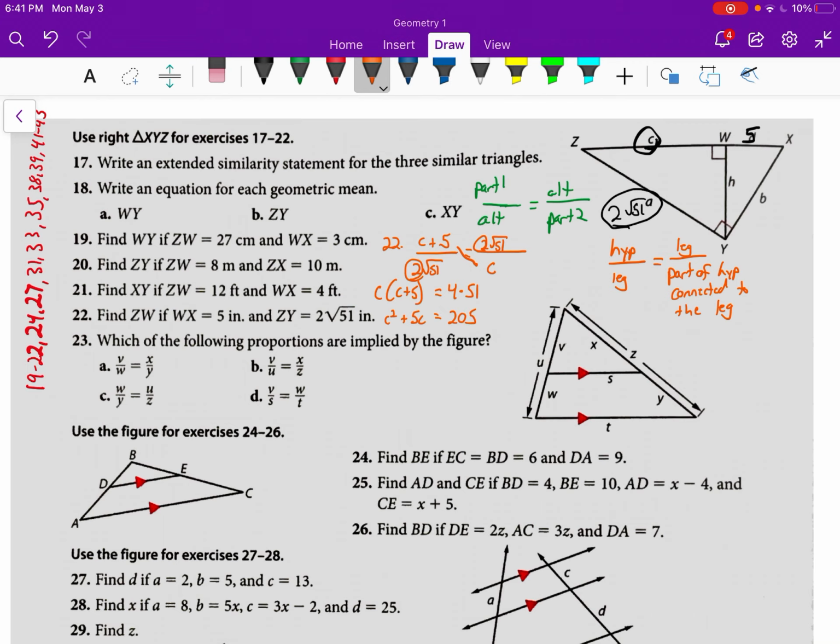I'll come down to this next area. This is a quadratic, so we would subtract 205 from both sides, and then we try to factor. How do we get c squared? Well, c times c equals c squared. And how do we get 205? Well, maybe we have 20 times 21.